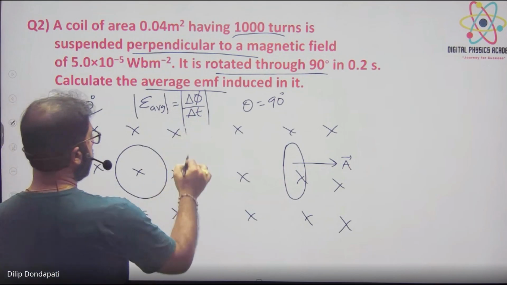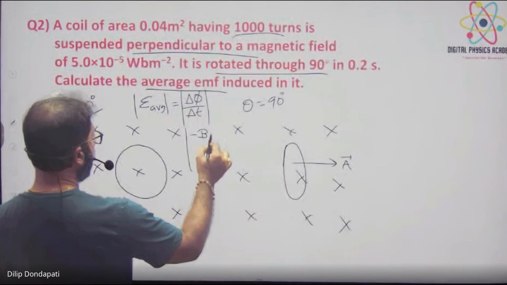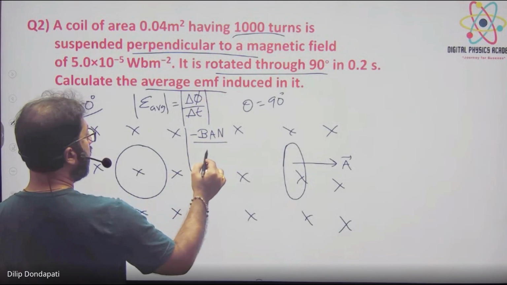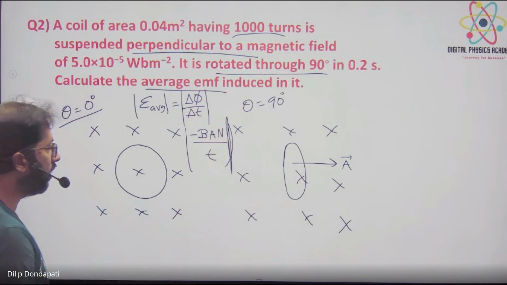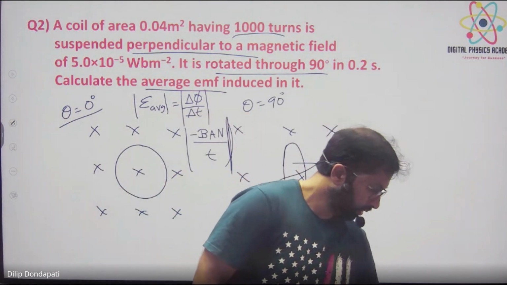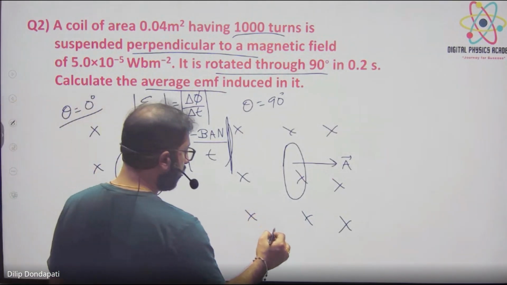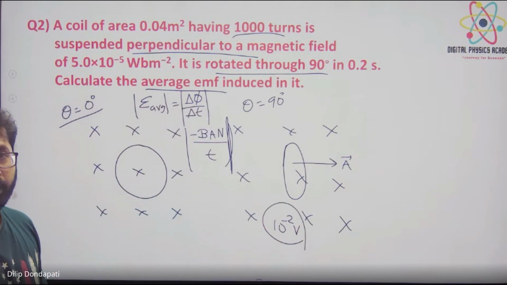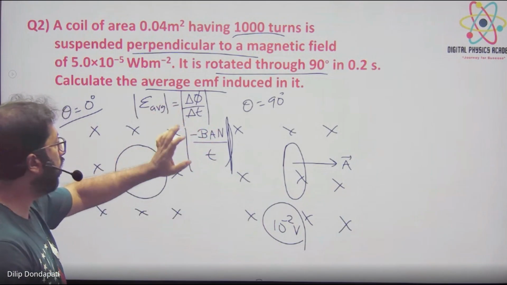So final flux is 0, minus initial flux is BA. Since n turns are there, it is NBA by delta t, which is 0.2 seconds, mod. So substitute the values and we get the induced EMF. So the answer is 10 power minus 2 volts or 0.01 volts. Okay, did you understand, Sriram? Delta phi by delta t. All our values are given: N value, A value, B value, t value. Substitute.